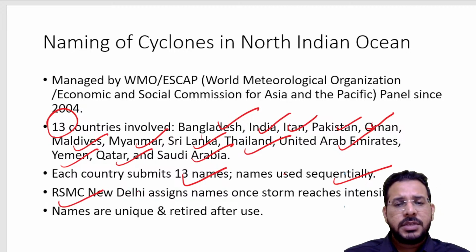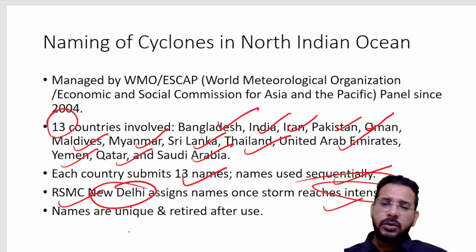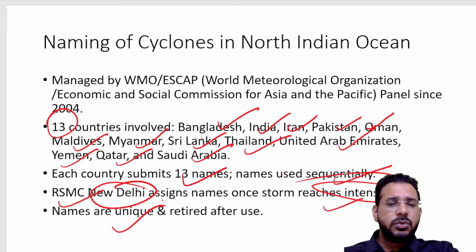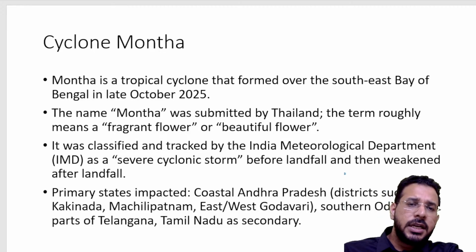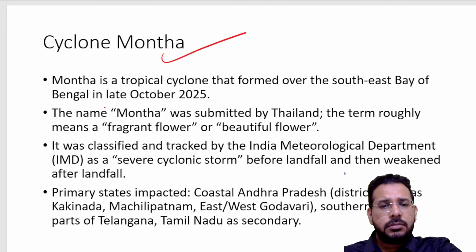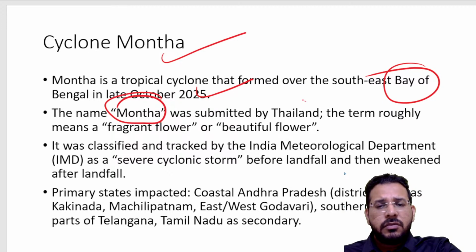So RSMC in New Delhi assigns names once a storm reaches intensity. When we see that an intense cyclone has formed, then the RSMC will give the name of the cyclone. And names are unique. Once a name is used, it will not be used again. So presently we are seeing Cyclone Montha, which formed in the Bay of Bengal in October 2025. This name Montha was given by Thailand, which means fragrant flower or beautiful flower.